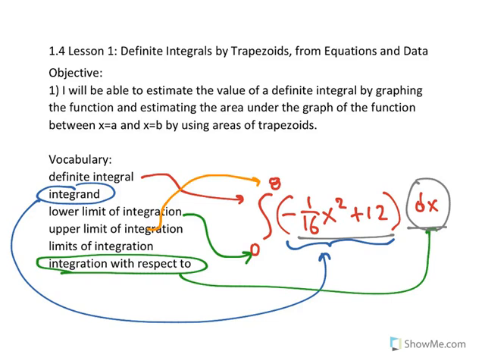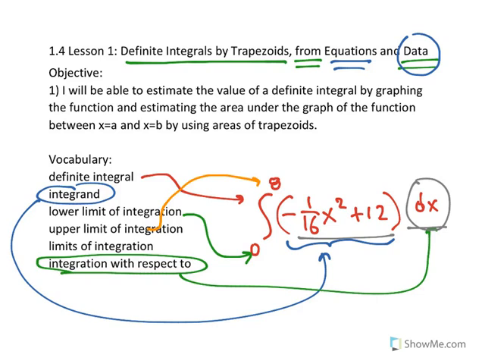The next example that we want to look at for today's lesson will have to do with definite integrals by trapezoids from data. In the first example that we looked at, the function f of x was defined by the rule -1/16x squared plus 12. So that was an example of definite integrals by trapezoids from an equation, when the integrand was defined by an equation. But now we'll look at a problem where we don't have an equation, but instead we will be working with some data that's provided. But our objective remains the same.